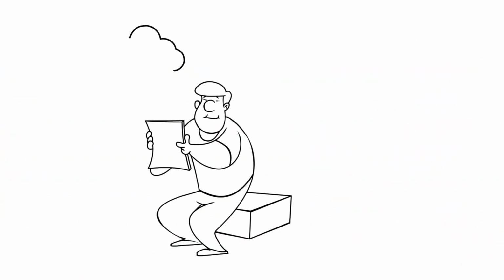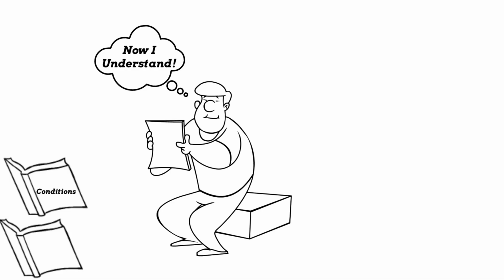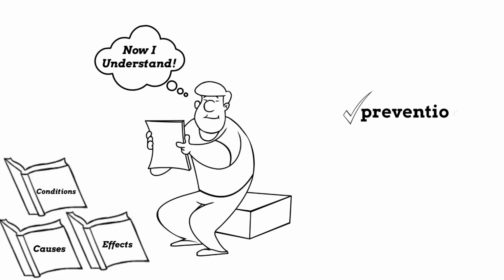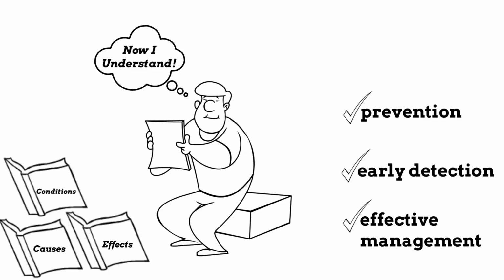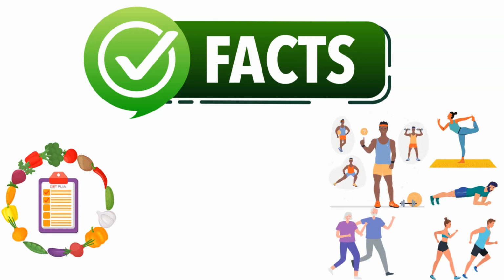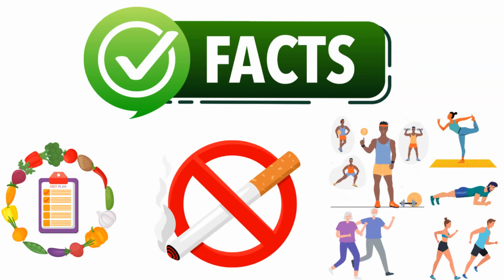Understanding these conditions, their causes, and their effects on the circulatory system is essential for prevention, early detection, and effective management. As a matter of fact, adopting a consistent healthy lifestyle, including a balanced diet, regular physical activity, and avoiding smoking, can significantly reduce the risk of developing many cardiovascular diseases and conditions.